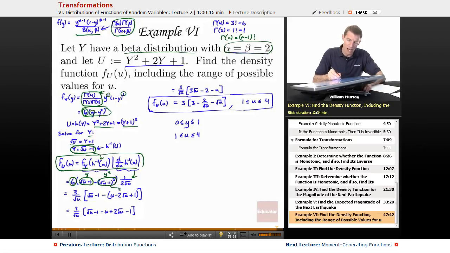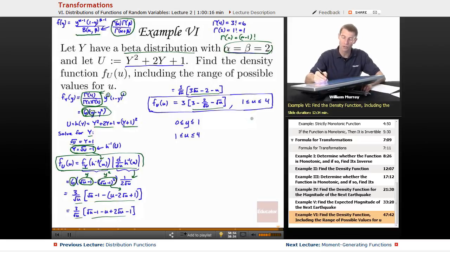This got a little messy, but it was just algebra from here. I expanded out my perfect square, a squared plus 2ab plus b squared, and I combined terms as best I could. I distributed the root u into the parentheses, and so I got something a little bit nicer, but still not that nice.